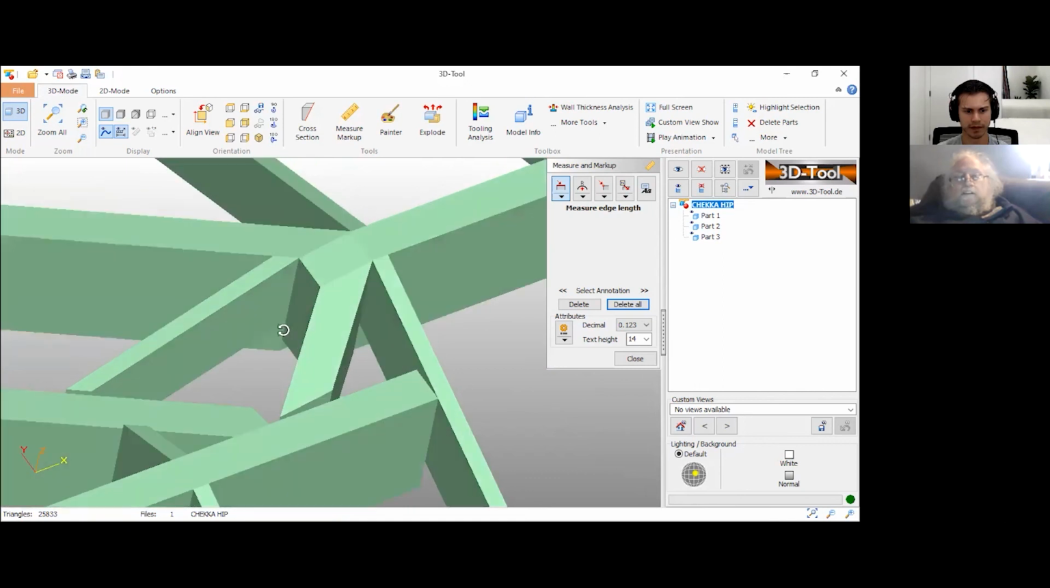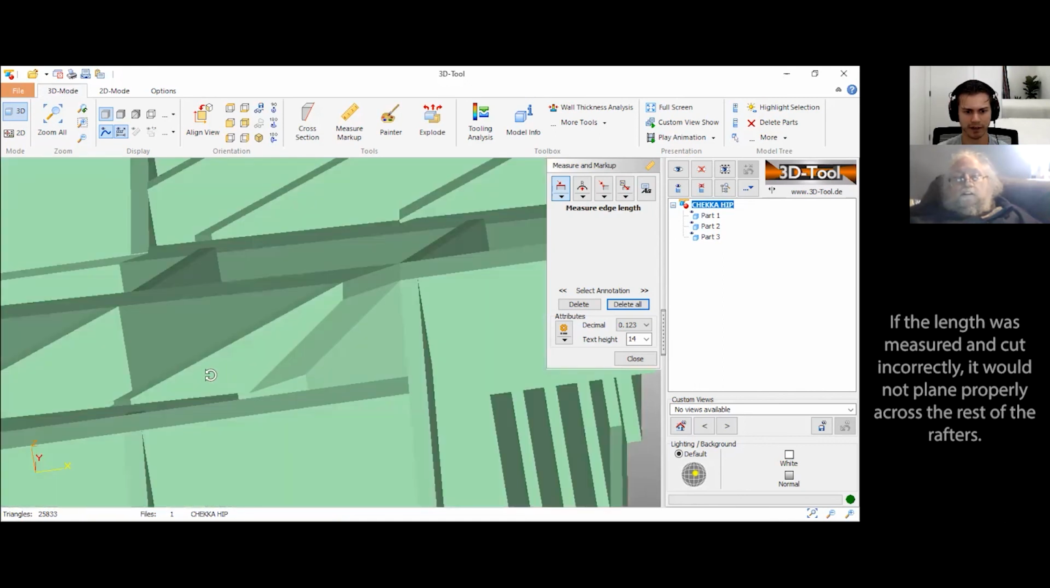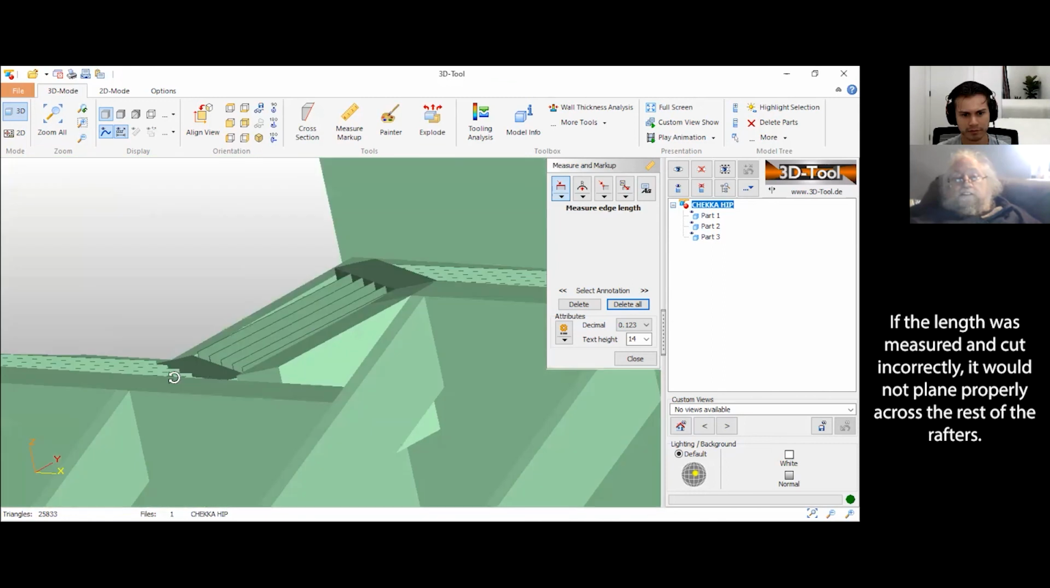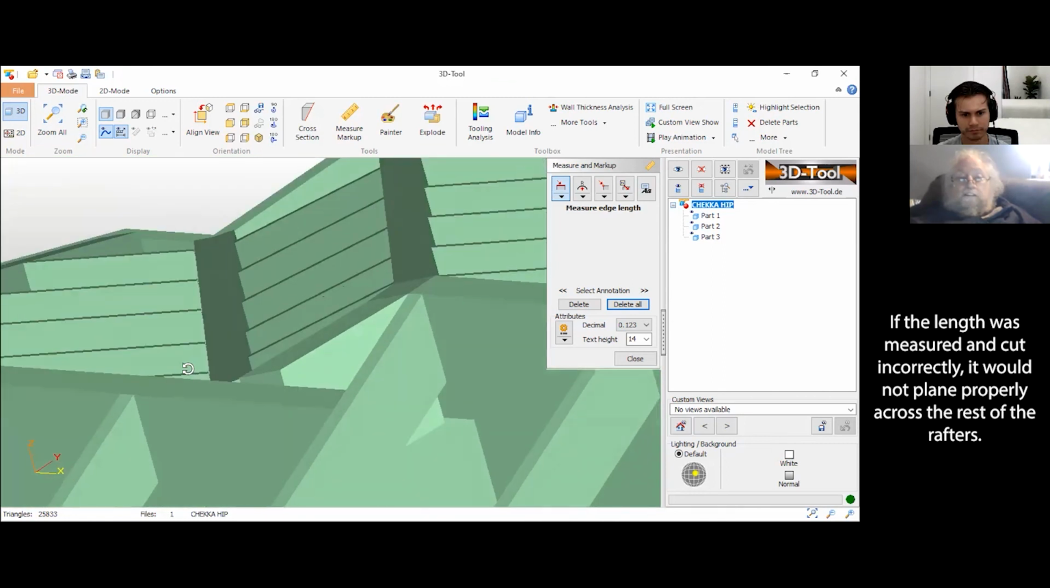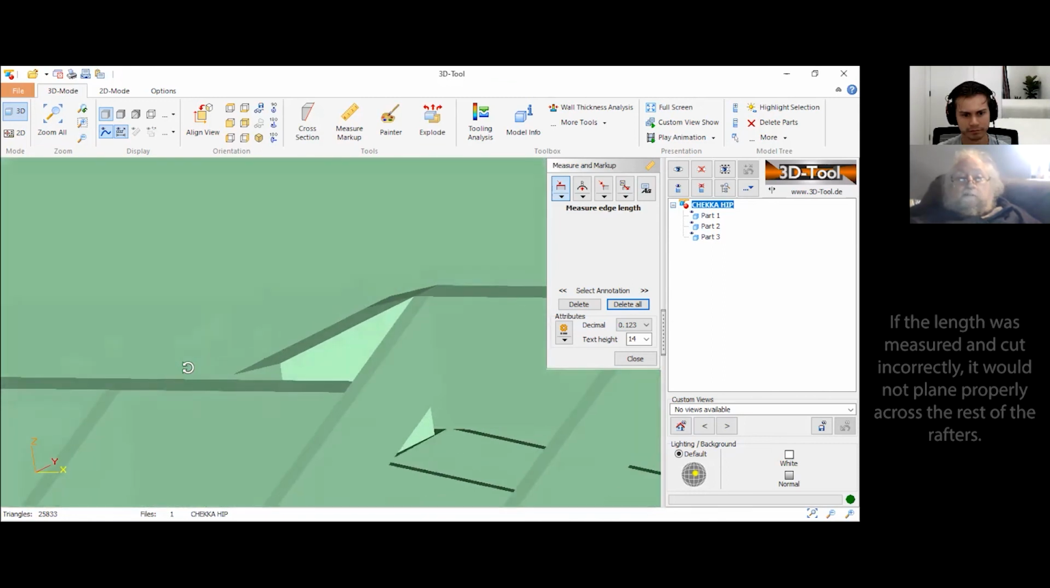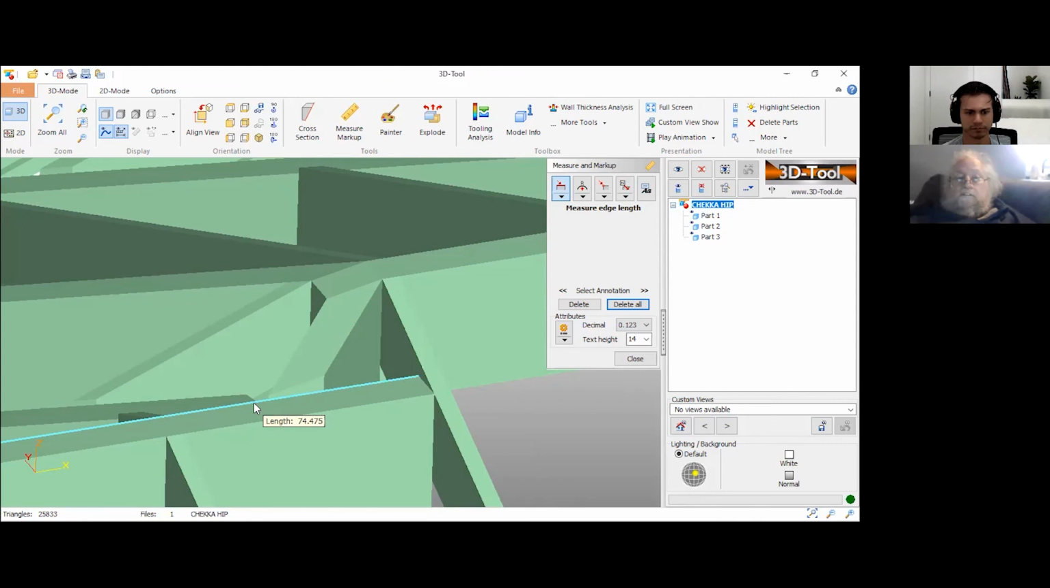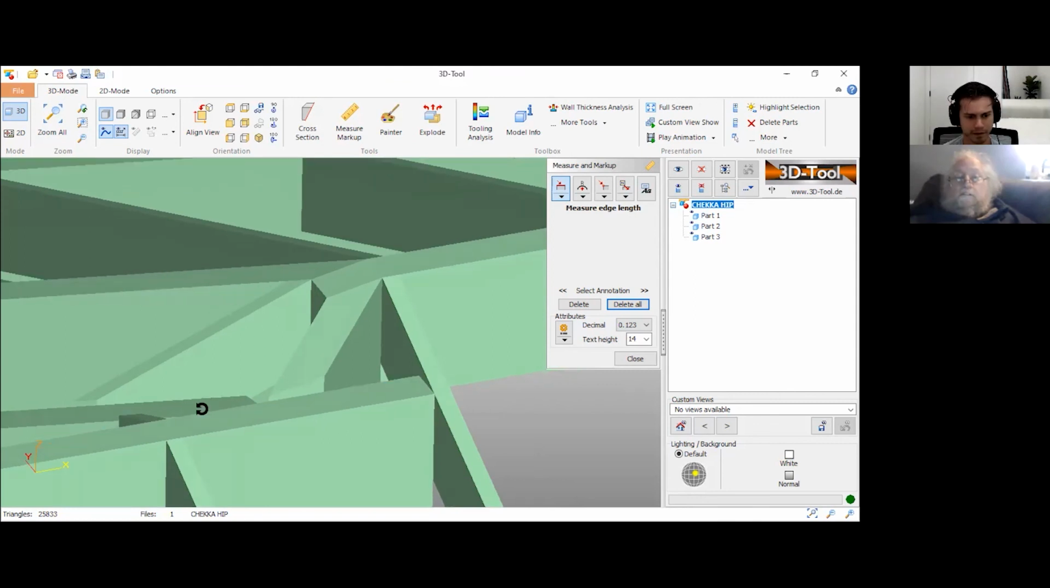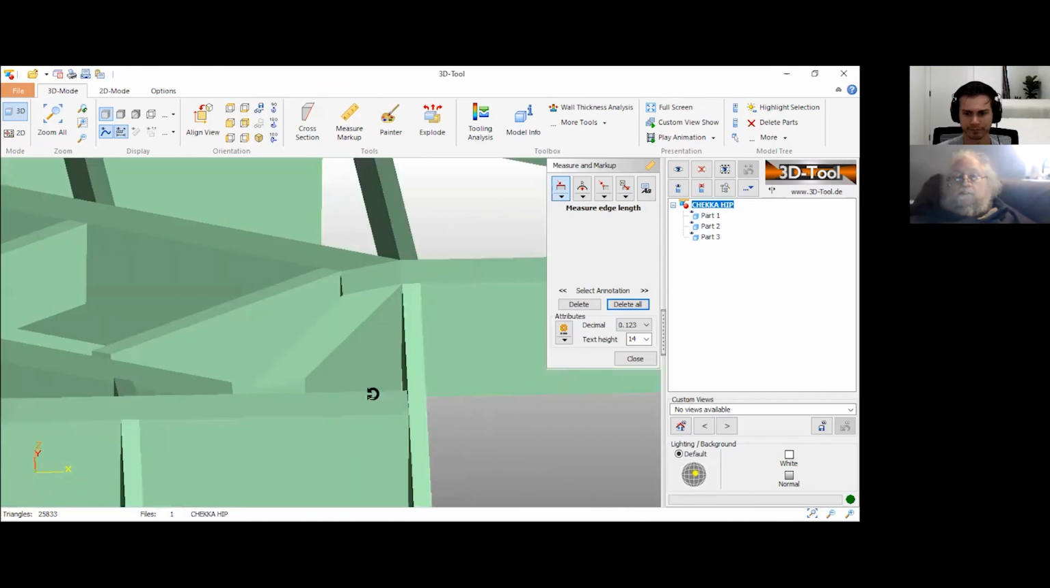But you see how cleanly that all planes? You see how nice and clean all that is? It planes just like a dream. See? Well, there you go. That's how it's done.